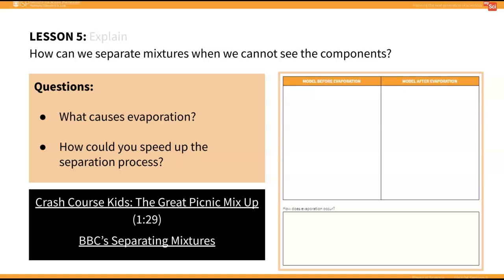Brainstorm ideas with students about how they can make the separation process occur faster. They might come up with ideas like put a heat lamp on the Petri dishes, or use a hairdryer and heat up the Petri dishes.